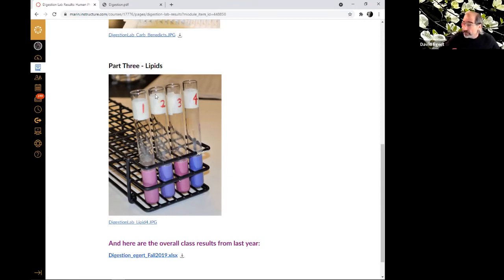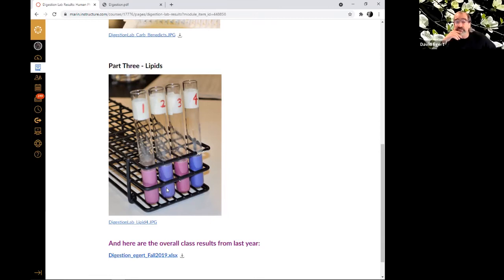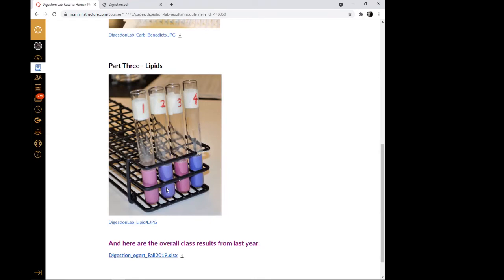And then test tube 2 was bile salts alone with the fat. Did the bile salts alone manage to break apart the fat molecules? No. How do we know? What's the evidence? What's the physical evidence that you can see that it didn't break down? That it's still kind of blue, purple.